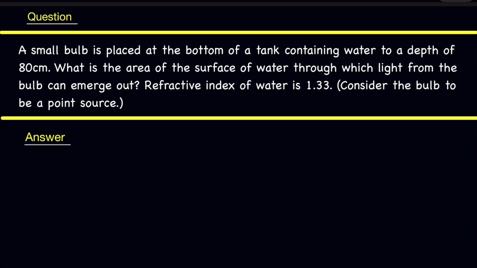This question is from Physics, chapter Ray Optics. In the question it is given that a small bulb is placed at the bottom of a tank containing water to a depth of 80 centimeter. What is the area of the surface of water through which light from the bulb can emerge out? Refractive index of water is 1.33 given and consider the bulb to be a point source. So let's solve this question.